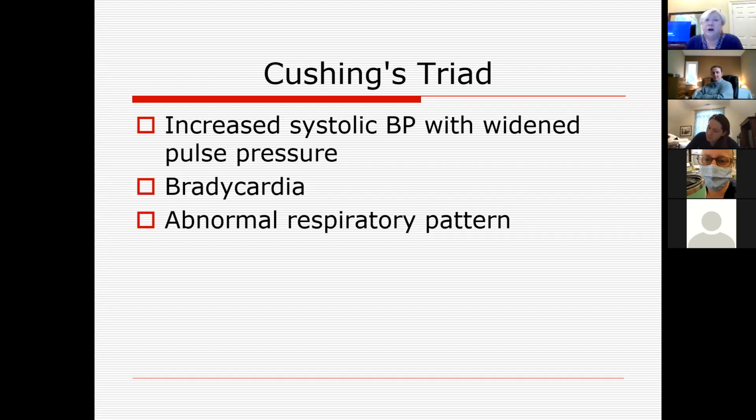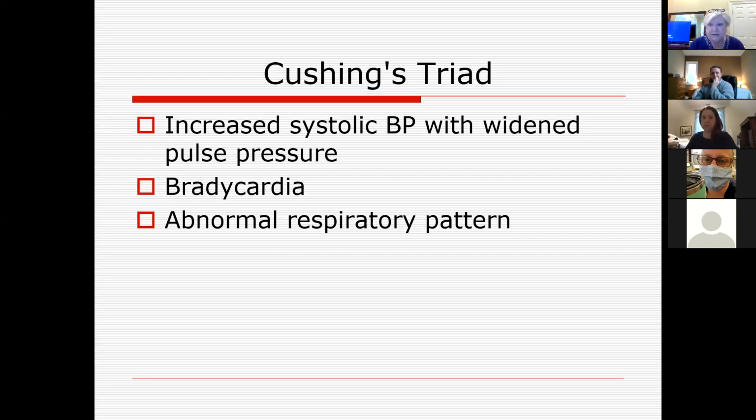And then you start to see an increase in their systolic blood pressure with a widened pulse pressure. Now, widened pulse pressure is the difference between the systolic and the diastolic blood pressure. That's what a pulse pressure is. The difference between a systolic and a diastolic blood pressure. So this is not good. These are what we see as the person's not doing well, okay?